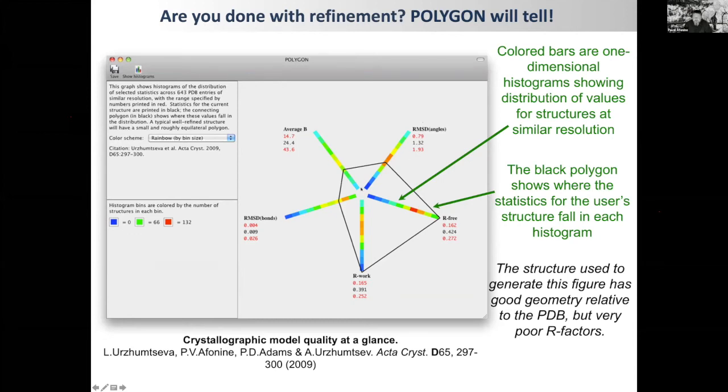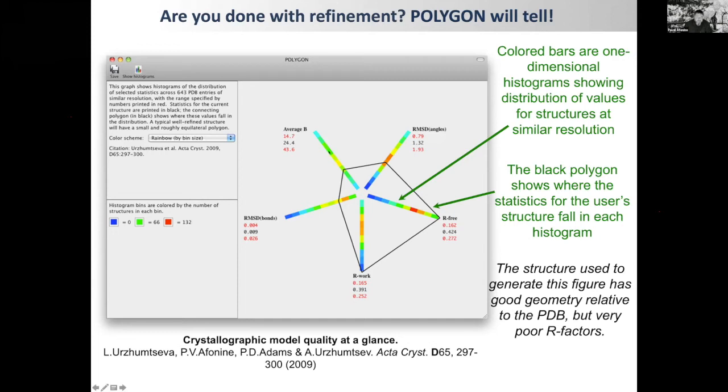And each bar represents a histogram of a particular metric. This bar represents average B factor, with the Gaussian distribution in the middle. This one shows R work, this one shows R free, and bond angle RMSDs. And then you have dots on each bar that show where your particular model is with respect to all other structures in the PDB at this particular resolution, right? So that's how you interpret this.